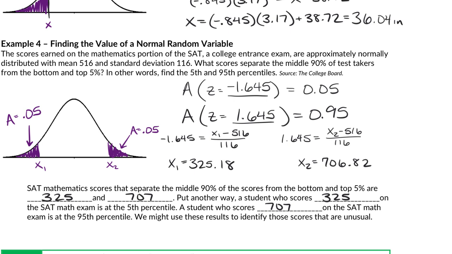Because we're looking at the bottom and the top 5%, this will allow us to identify scores that are unusual, because unusual is 5%, yes? So it does eventually help us go back to that question of, is this an unusual result?